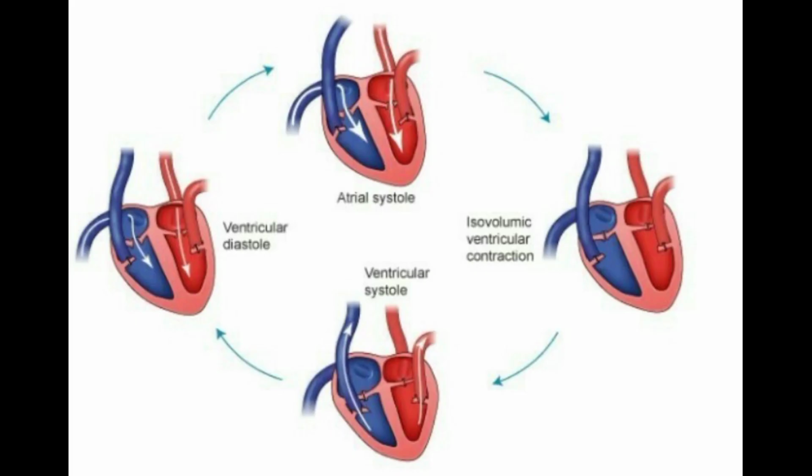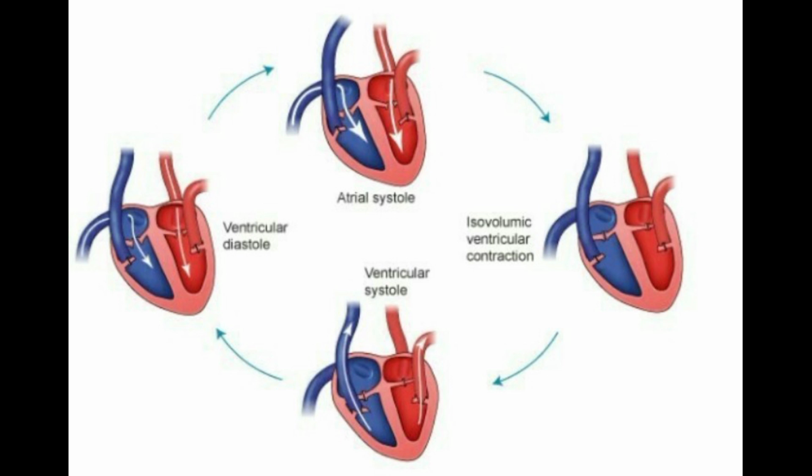As we learned in the previous video, the heart consists of four chambers: the right atrium, the right ventricle, the left atrium and the left ventricle. So the alternate contraction and relaxation of the chambers of the heart basically constitutes the cardiac cycle. The cardiac cycle is majorly composed of four phases: the atrial diastole, atrial systole, ventricular diastole and ventricular systole. Diastole means relaxation and systole means contraction.